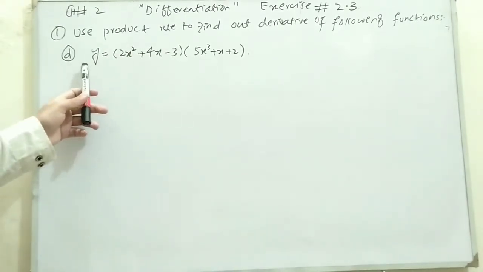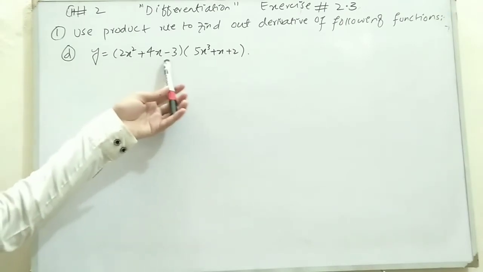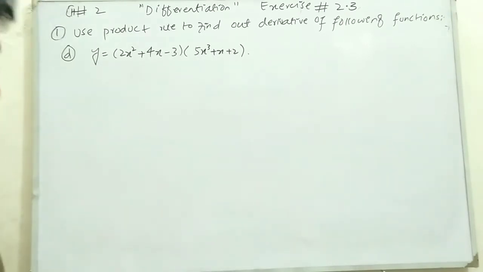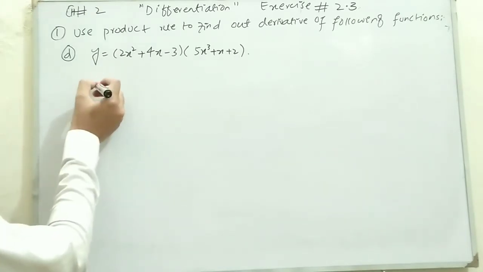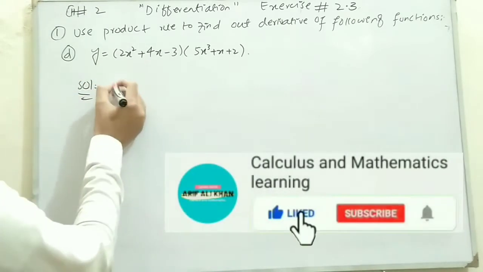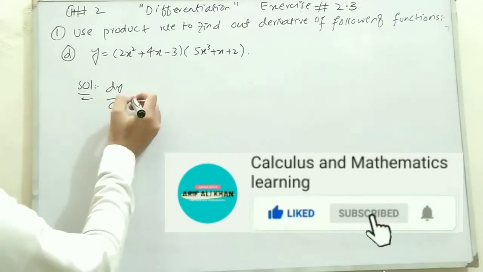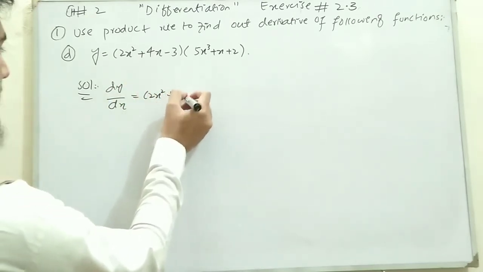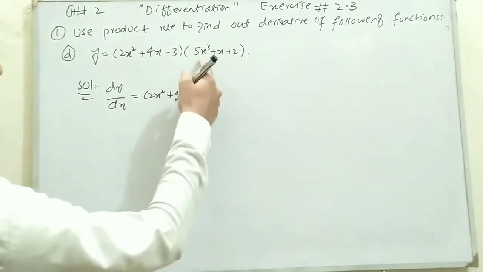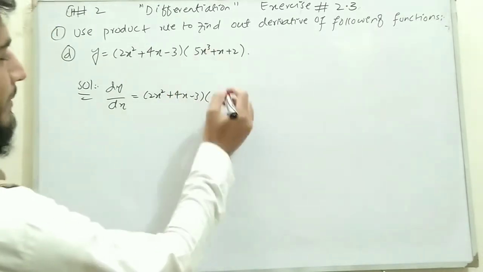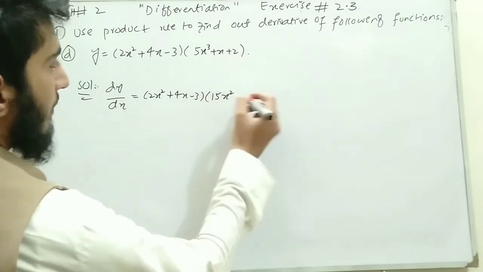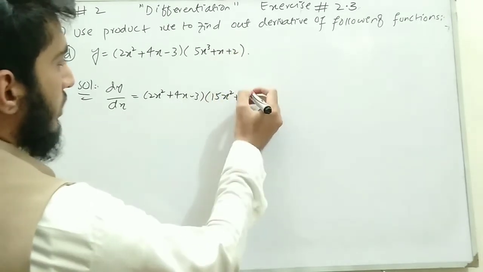A function y is equal to 2x² + 4x − 3 multiplied by the second function 5x^3 + x + 2. Find the derivative. So move toward the solution. dy/dx is actually equal to the first function 2x² + 4x − 3 multiplied by the derivative of the second. So the derivative will be 5 times 3 gives us 15, in the power subtract 1 it becomes x², and the derivative of x is 1, and the derivative of 2 is 0.